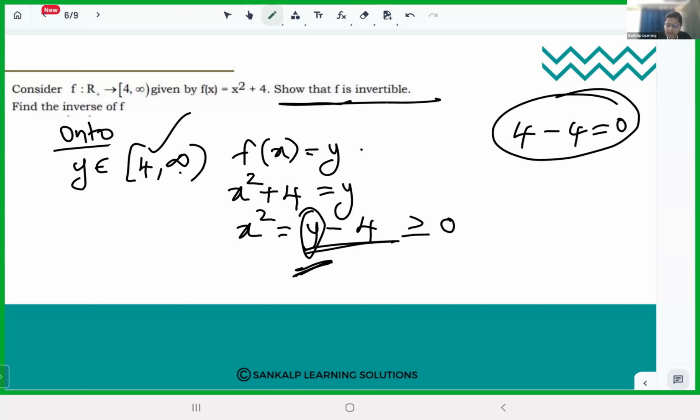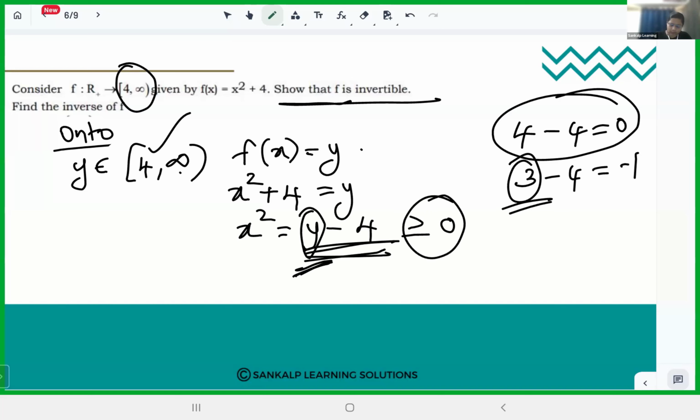No negative numbers are included. If you put y equal to 3, then 3 minus 4 will become minus 1. But y cannot take the value 3 because the codomain is restricted only from 4 to infinity. So this cannot take negative values. It is always greater than or equal to 0, which means we shall only consider the positive root of y minus 4. So x can be plus or minus root of y minus 4, but it is always positive, because y is restricted to the closed interval [4, infinity).